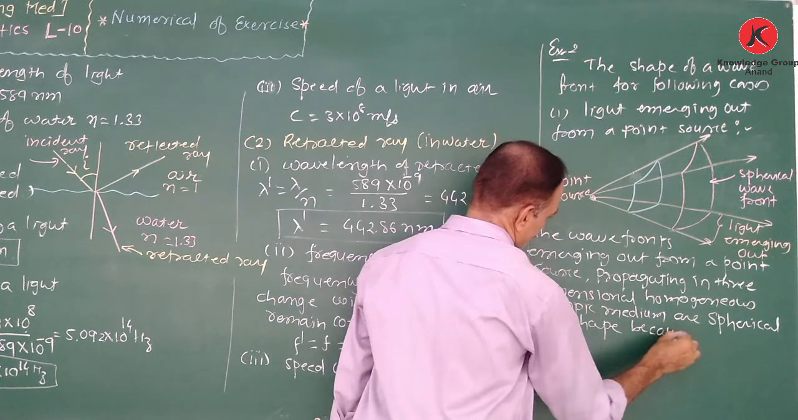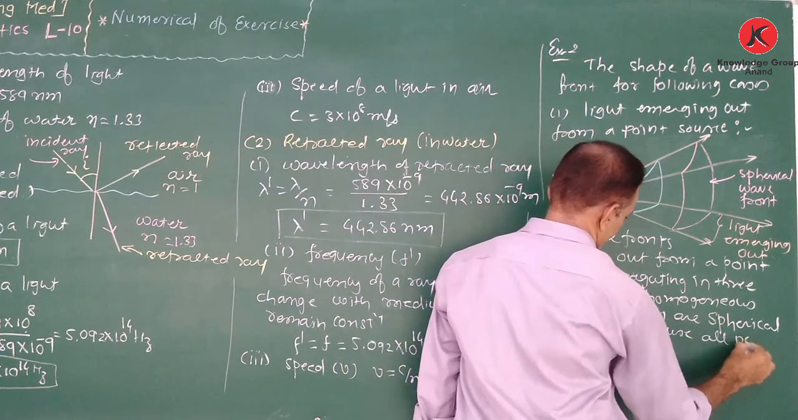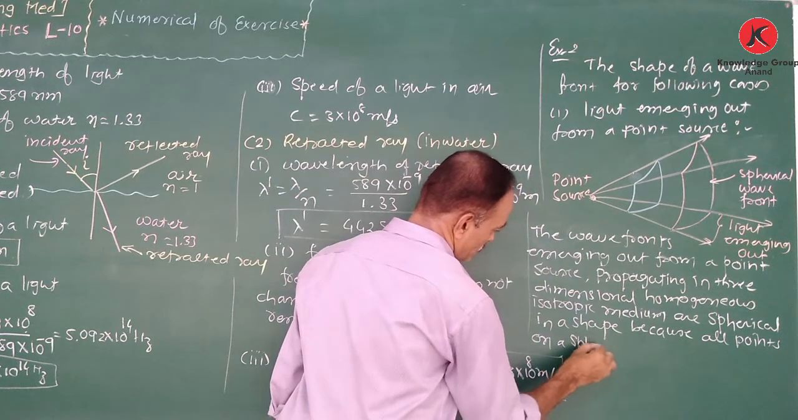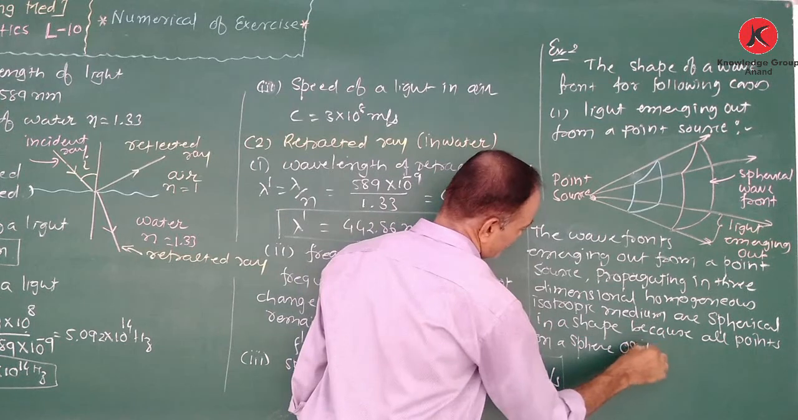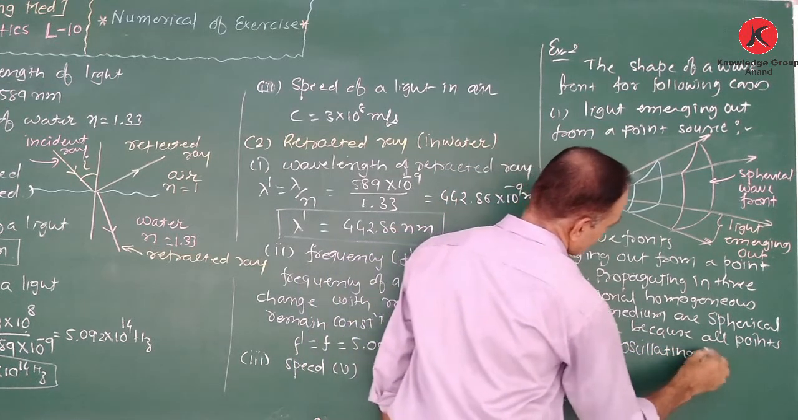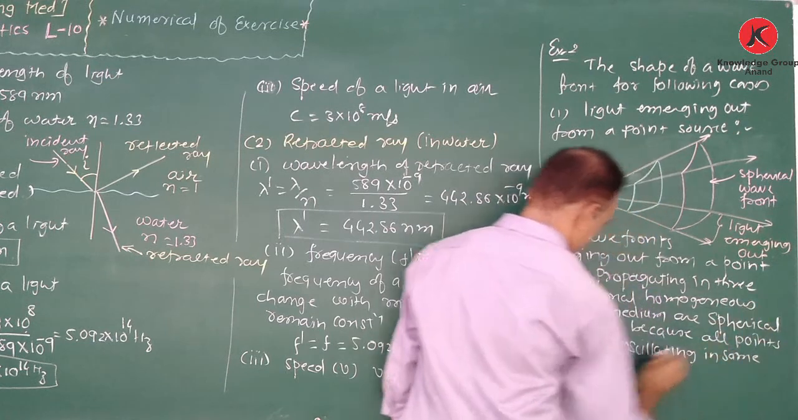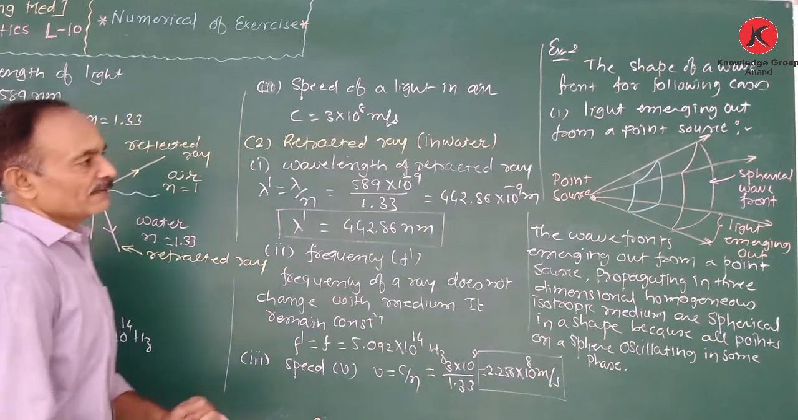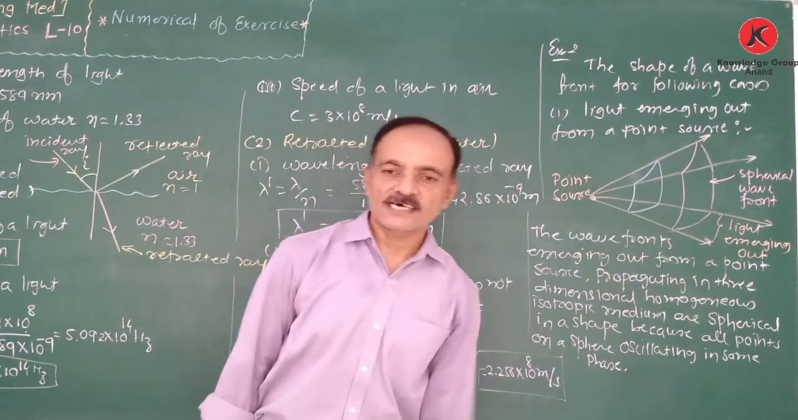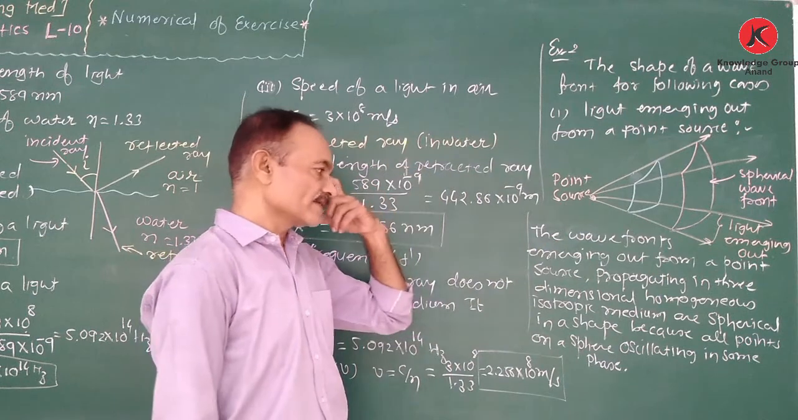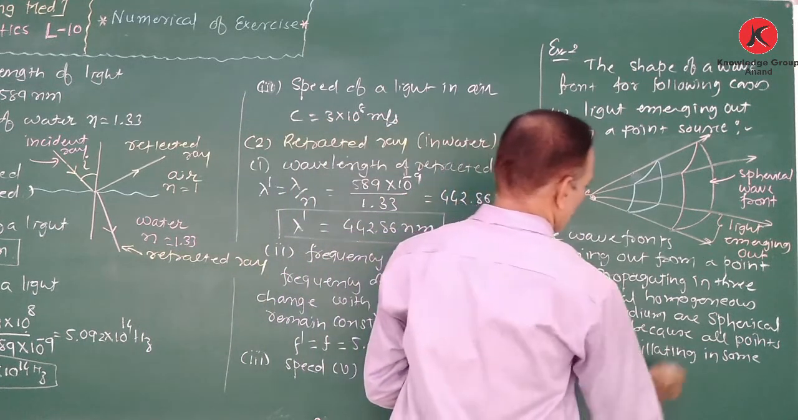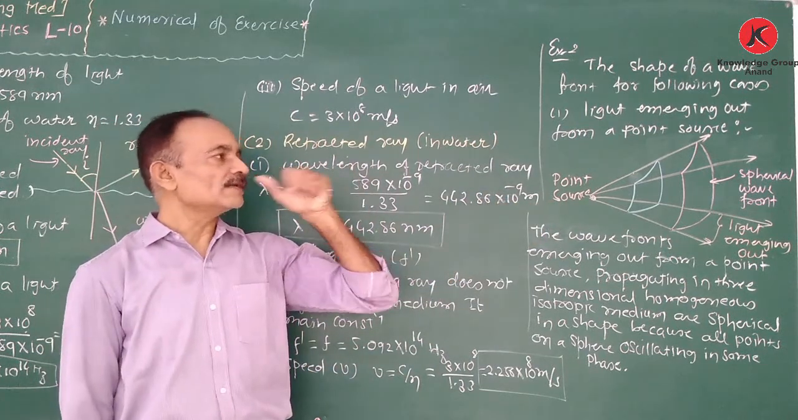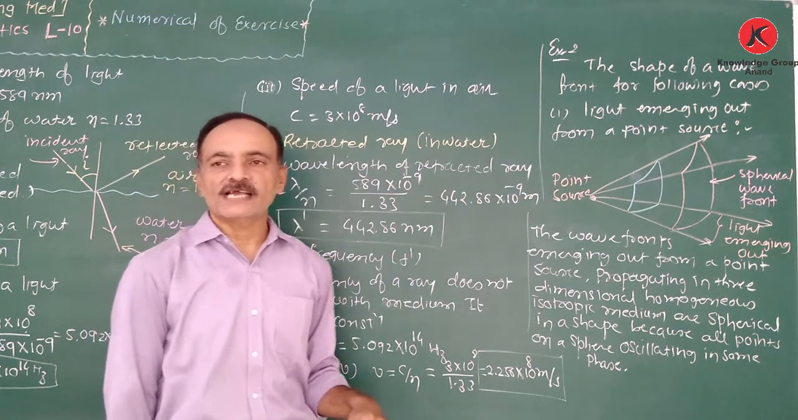Because all points on a sphere are oscillating in the same phase. Therefore, the wavefront emerging out from the point source is the spherical wavefront. So, by using the concept of the wavefront, we can judge which shape of the wavefront is produced by the point-like source.